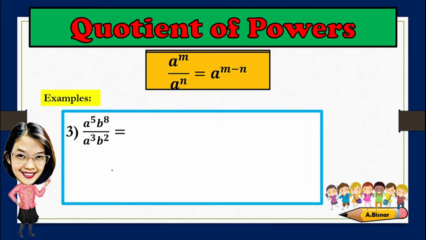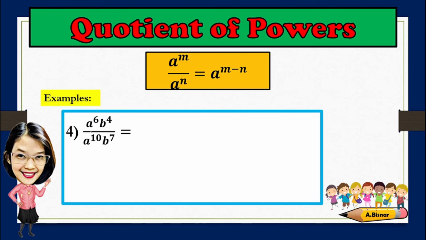Another, a raised to 5 b raised to 8 all over a cubed b squared. So as you observe, we already have two variables. So the exponent of a will be 5 minus 3. And the exponent of b will be 8 minus 2. 5 minus 3 is 2. So we have a squared. 8 minus 2 is 6. So we have b to the 6th power. And so the answer is a squared b to the 6th.